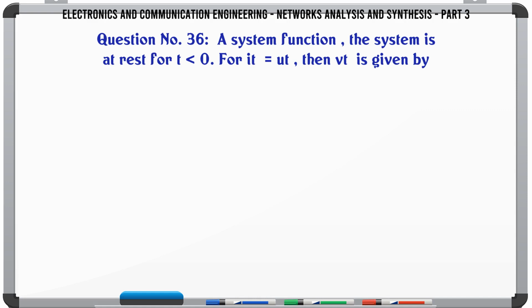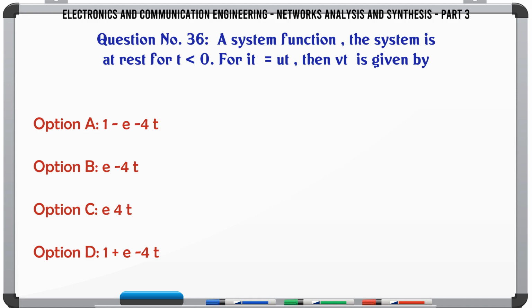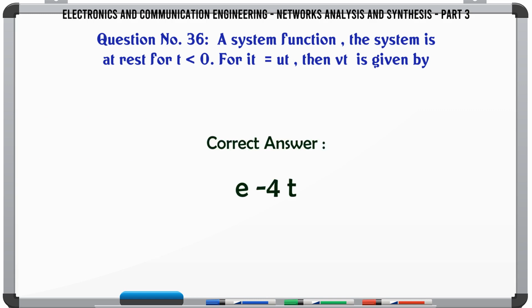For a system function, the system is at rest for t < 0. Then v(t) is given by: A 1 - e^-4t, B e^-4t, C e^4t, D 1 + e^-4t. The correct answer is e^-4t.